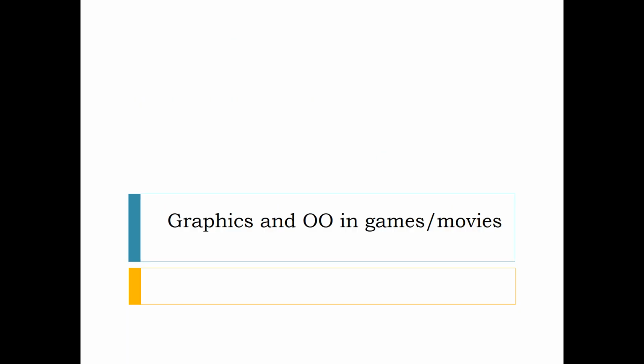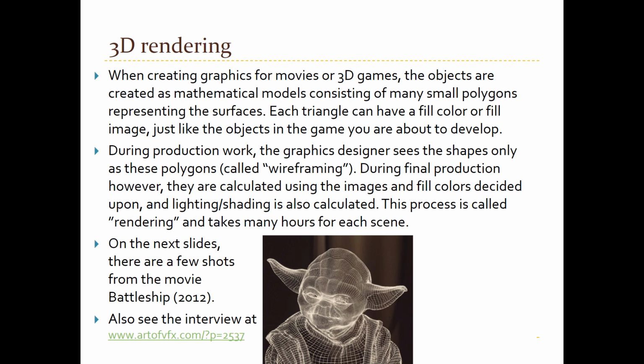How about graphics and OO in games or movies? Well, that's an interesting aspect, I think. When creating graphics for movies or 3D games, you have many objects, and these are created as mathematical models consisting of many small polygons, actually triangles usually, representing the surfaces. And each of these triangles can have a fill color or fill image, just like the objects in the games you're about to develop, or any kind of application you're working on in Visual Studio.